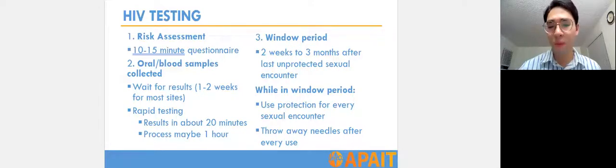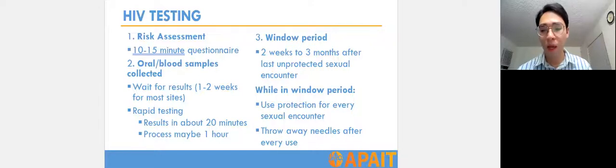Next, we have the window period. When a person becomes infected with HIV, the body takes time to develop enough antibodies to show up on an HIV antibody test, which is the rapid test. This period of time when people are infected with HIV but may not have enough antibodies to show up on the test is called the window period. Following an infection, the human body can take anywhere from 2 weeks to 3 months to develop antibodies.